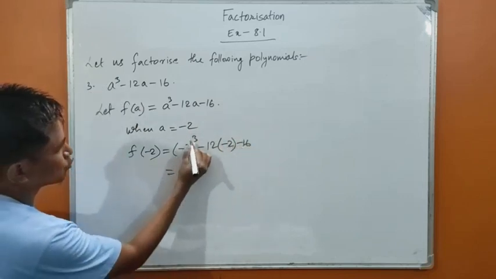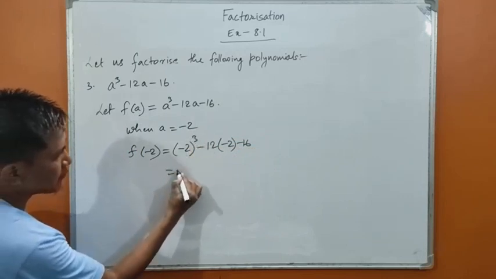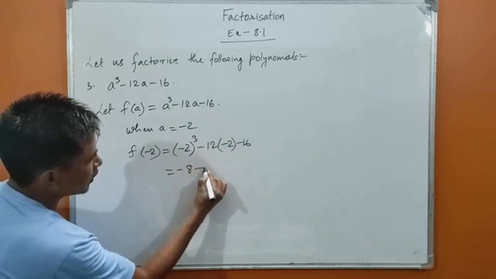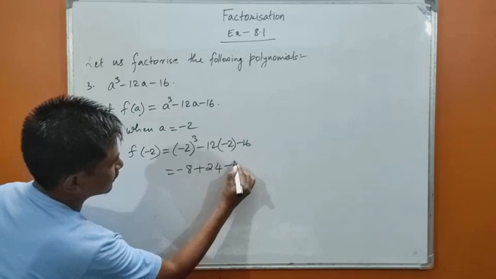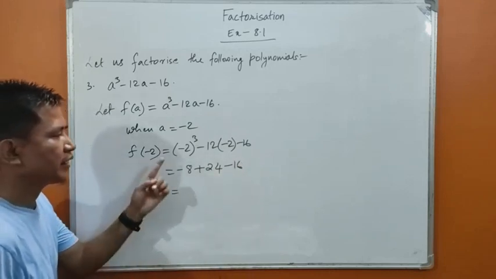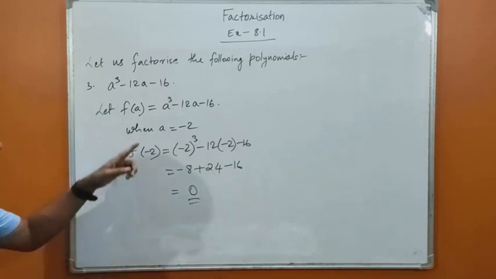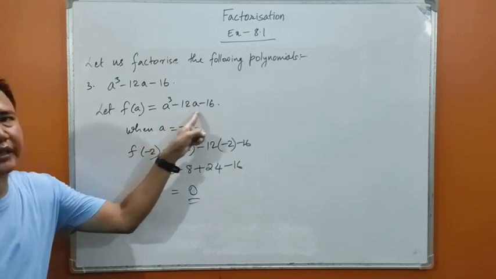Now minus 2 cube means, since the power is an odd number, the sign will remain minus. 2 cube means 8, isn't it? Minus into minus is plus. 12 2s are 24, and this is minus 16. So minus 8 and minus 16 is minus 24, and minus 24 plus 24 is 0. So when we suppose the value of a as minus 2, this expression became 0, isn't it?